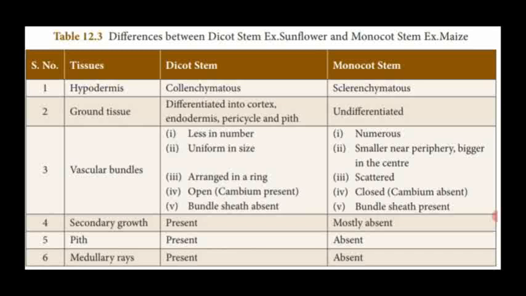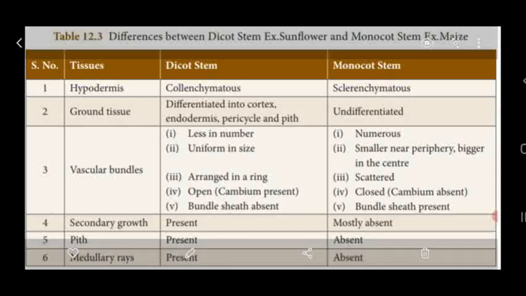First one, dicot stem, hypodermis. What is hypodermis? Below the epidermal region, 2 to few layers made up of simple tissue. That region is called hypodermis. That simple tissue may be either collenchymatous cell, sclerenchymatous cell or chlorenchyma cell. In this dicot stem, the hypodermis is made up of collenchymatous cell.